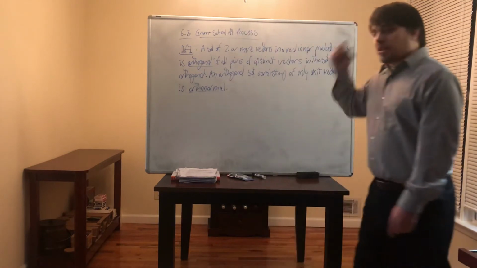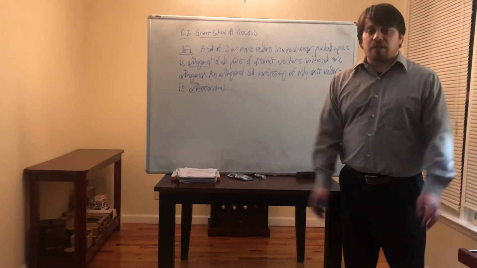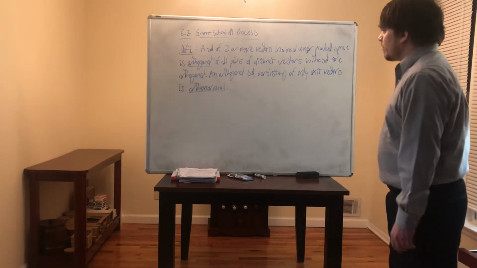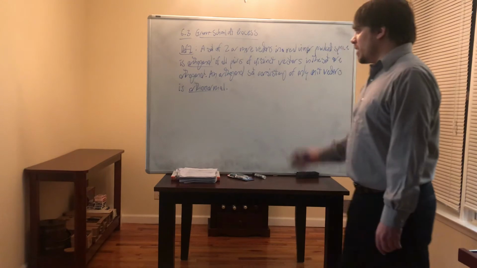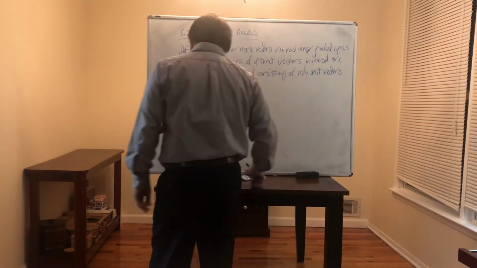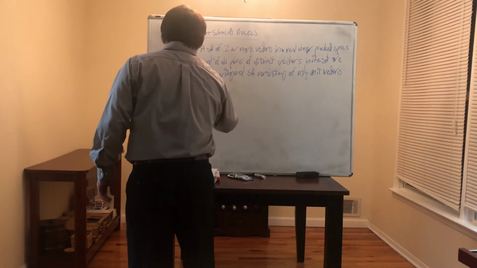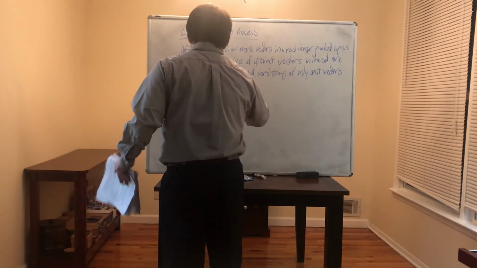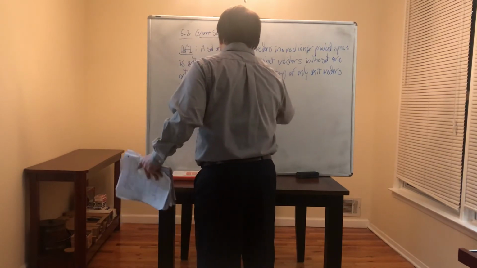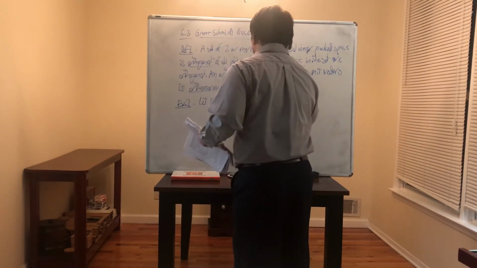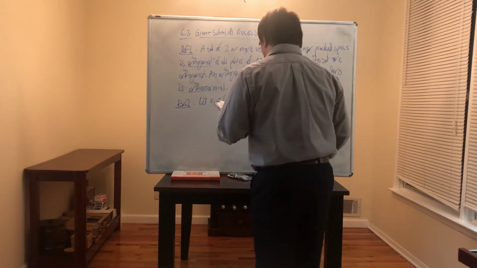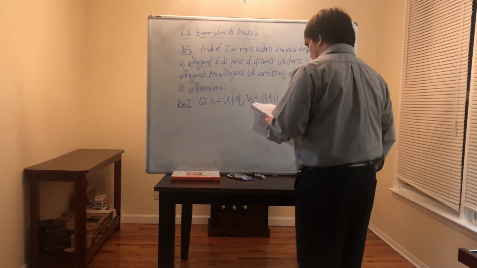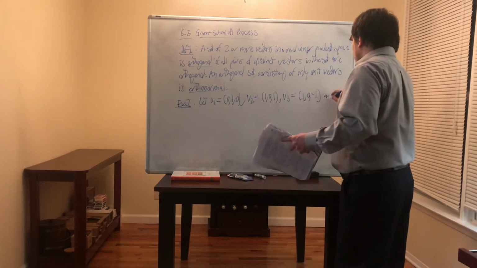Okay, an orthogonal set is one where if you take any two vectors in the set, they're orthogonal. An orthonormal set is an orthogonal set in which every vector has length 1. So that's the definition of an orthogonal set and an orthonormal set. Okay, example 1. Let v1 equal the vector 0, 1, 0. v2 is going to equal the vector 1, 0, 1. And v3 is equal to 1, 0, negative 1.